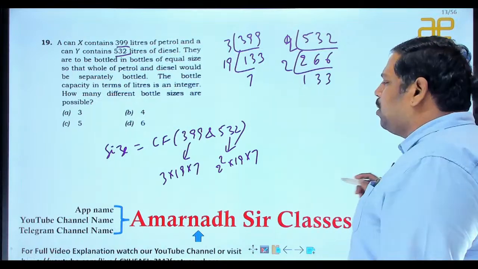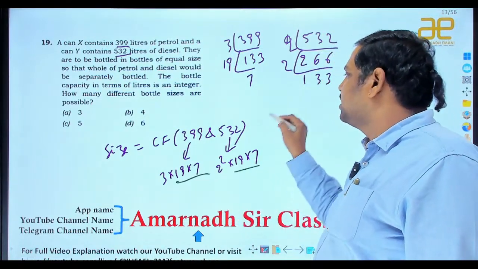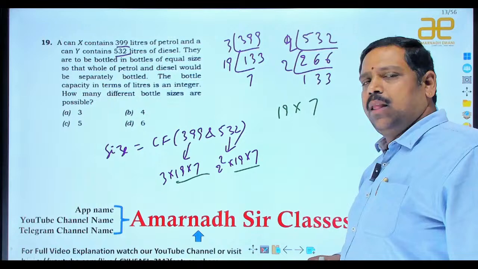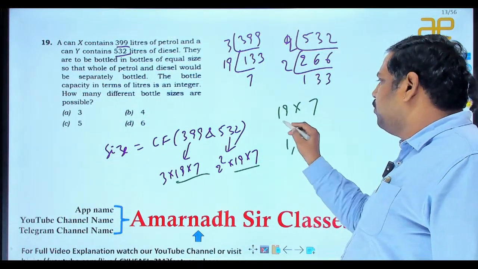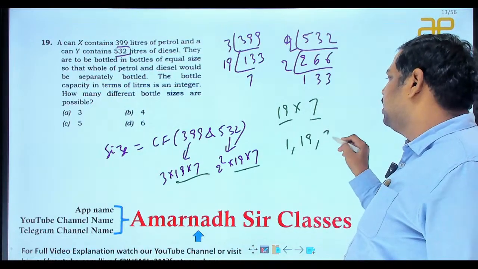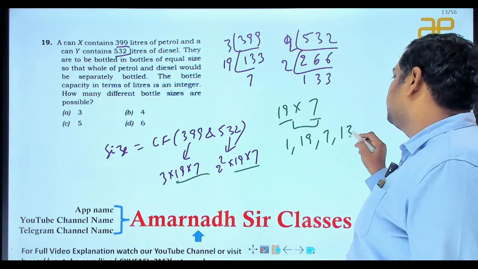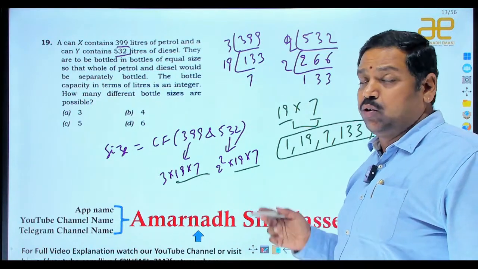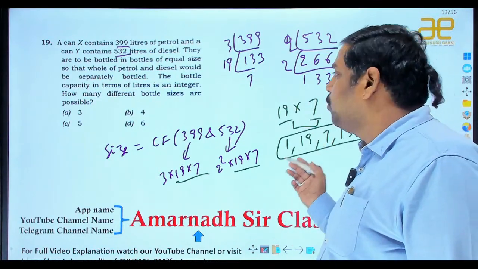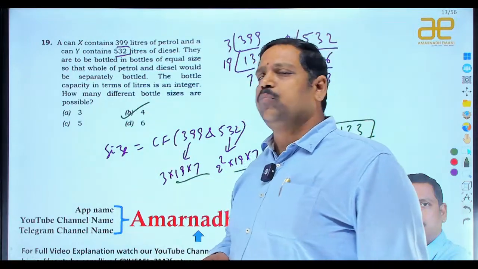You want common factors, right? 19 into 7 is common. Write it separately, 19 into 7. So for both, one is a common factor, right? We can take 1. We can take 19. We can take 7. We can take both. 19 sevens are 133. This time, no need to say that 1 liter we should avoid, because no remainder is specified. So all the 4 we can consider. So answer is B. Okay.